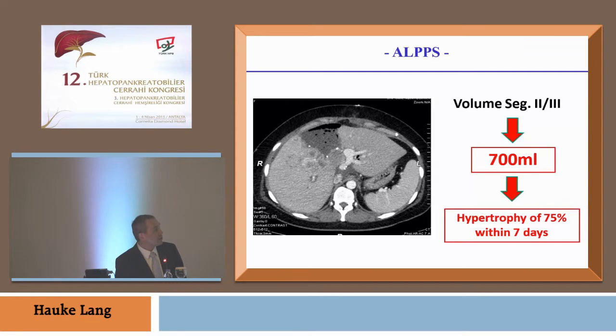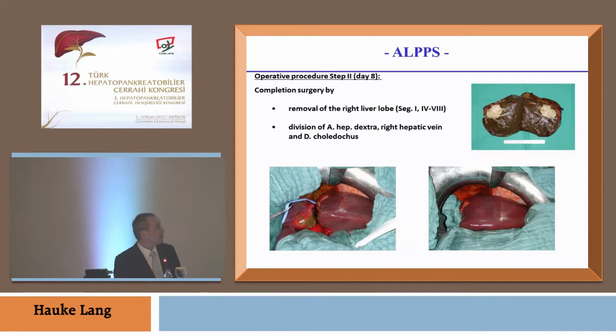After 1 week, hypertrophy of 75%. This is what we can get about in 1 week. This is completion operation at day 8. Here you see the specimen. You see here the left lobe. It's no more jaundiced. It's huge, but no more jaundiced. Here after resection of the right lobe.